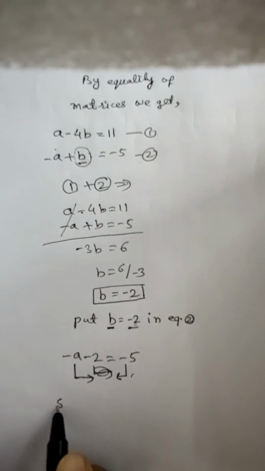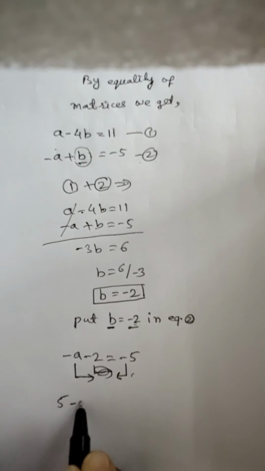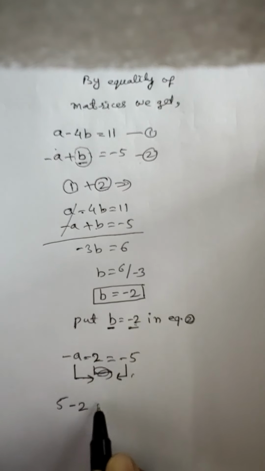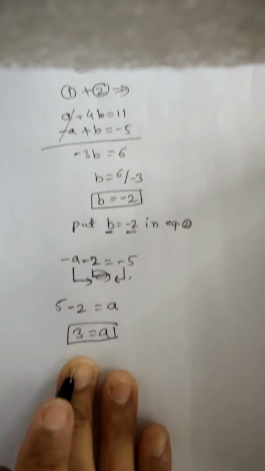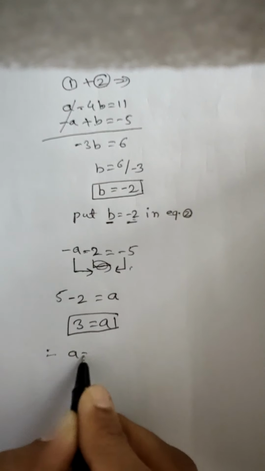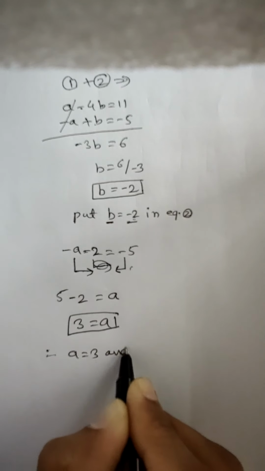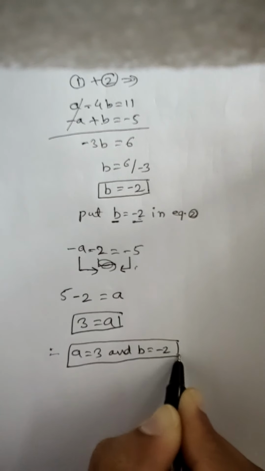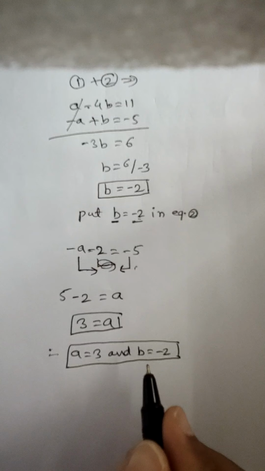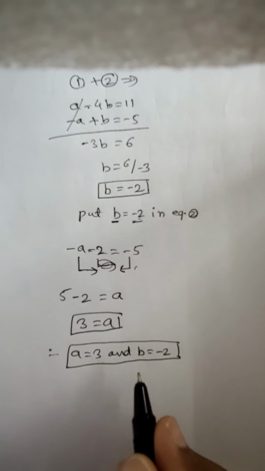So it will become plus, and shift this minus 5 to this side. So what will I get? 5. This minus becomes plus. Minus 2 is as it is here, equal to A. So 3 equal to A. So finally I get the answer. Therefore A equal to 3 and B equal to minus 2. So that's how we solve the example in the matrices. I hope you understand the things.